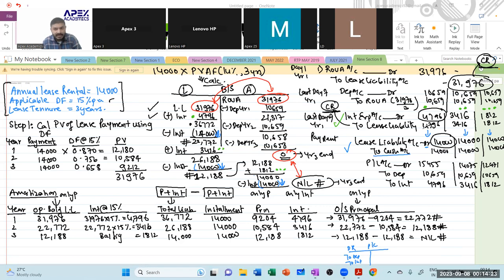Follow the yellow dot. Correct? Every year's depreciation and every year's interest has been transferred. Follow the yellow dot. 3416, 1812, 10659. Have you understood? Understood, sir. What is the entry? Read the yellow tick mark entry. Profit and loss account debit to depreciation account, to interest account.